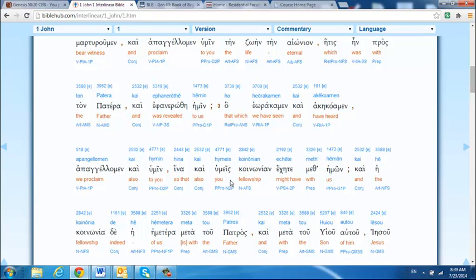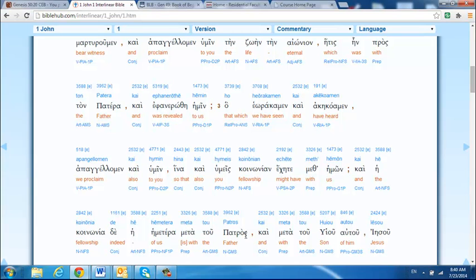In order that also you might have fellowship with us. Purpose clause. Why is he announcing it? He's seen it, it stayed with him. He's heard it, it stayed with him. He is proclaiming it to them now. Why? He's doing it in order that they might have fellowship. In order that y'all, plural you, again, can't always tell whether it's singular or plural in the English. This is a plural y'all, second person plural, might have fellowship with us, first person plural.